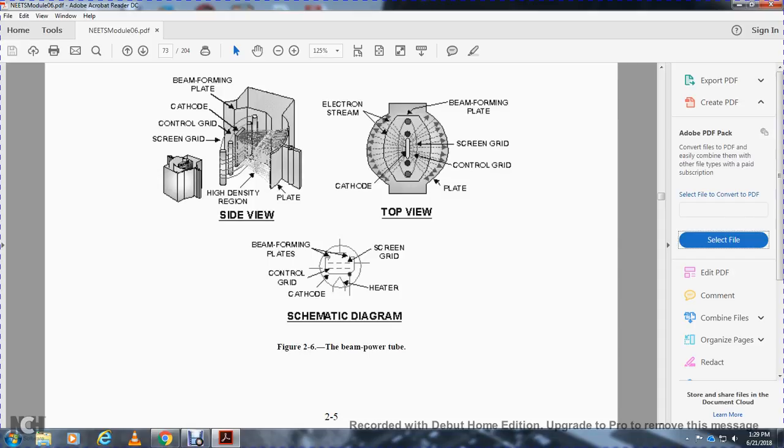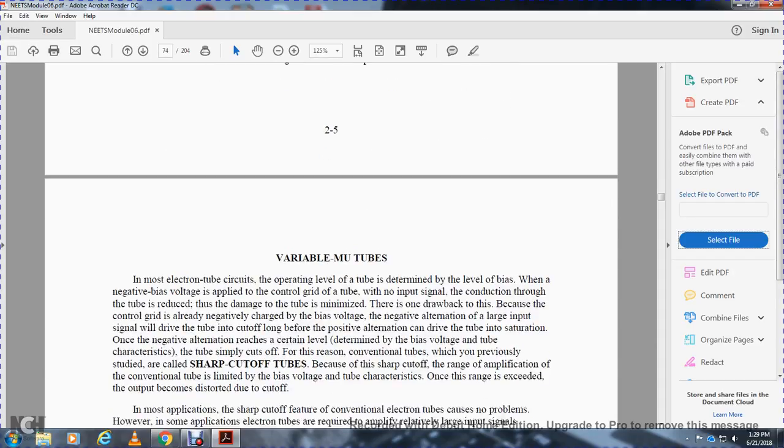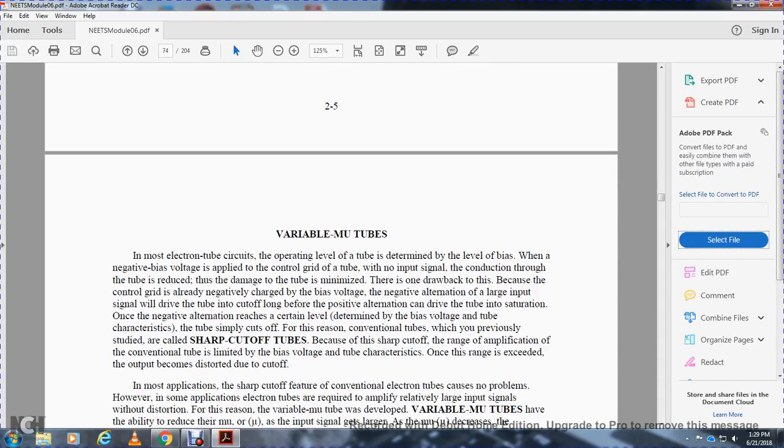The schematic diagram shows the beam forming plates, the plate, the screen grid, the control grid, the cathode, and the heater. In most electron tubes, the operating level of the tube is determined by the level of bias. With a negative bias voltage applied to the control grid and no input signal, conduction through the tube is reduced, so the chance of damage to the tube is minimized. The one drawback is that the control grid is already negatively charged by the bias voltage.